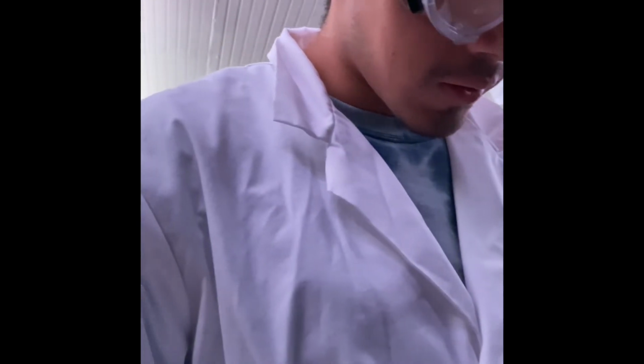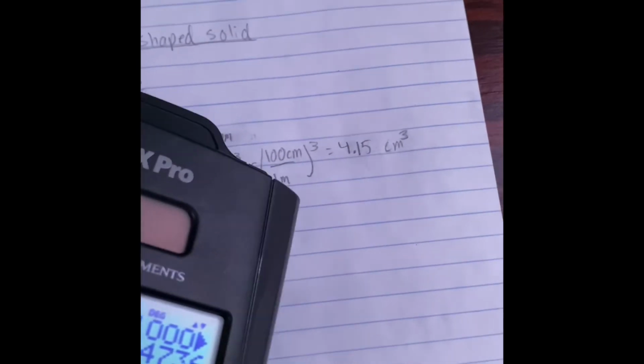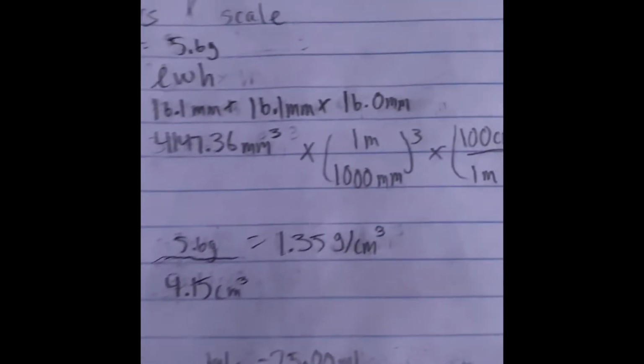So I'm going to go ahead and convert this to centimeters cubed. All right, so I went ahead and did the calculation, and I had my mass of 5.6 with the volume of 4.15 centimeters cubed. Divided that, and I got 1.35 grams per centimeters cubed.